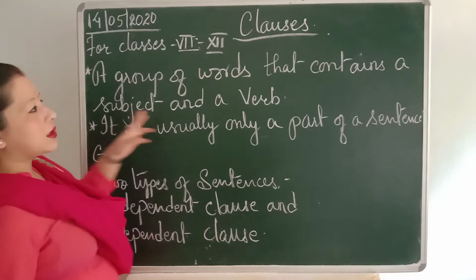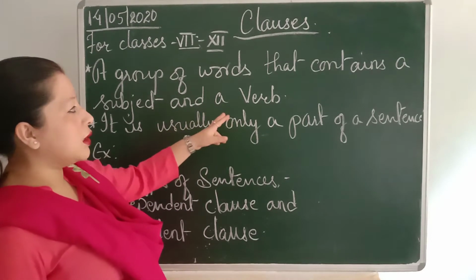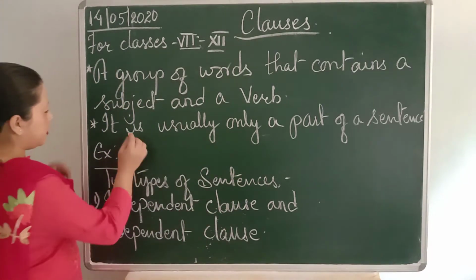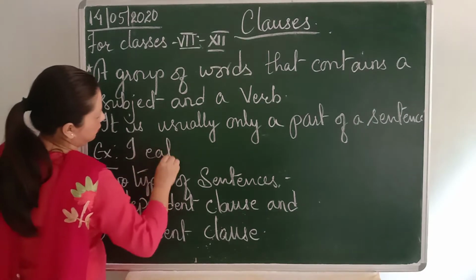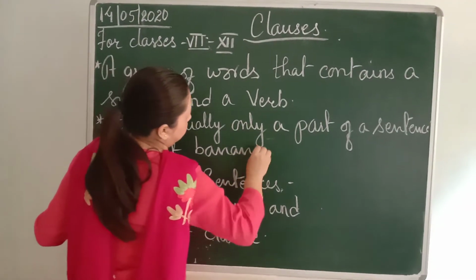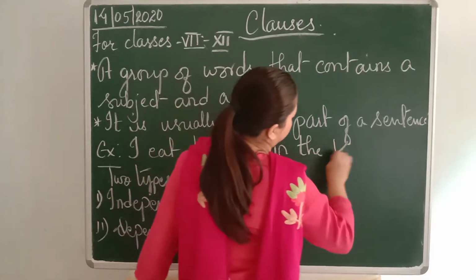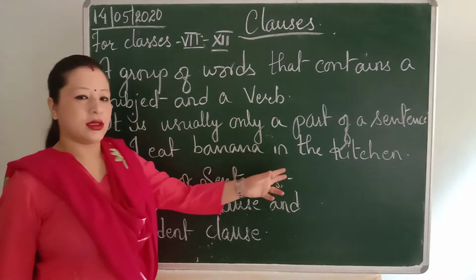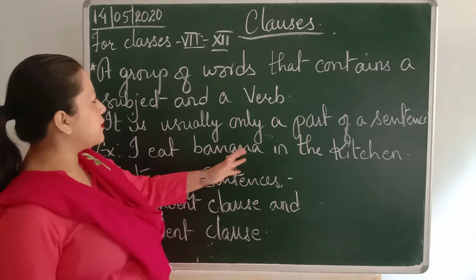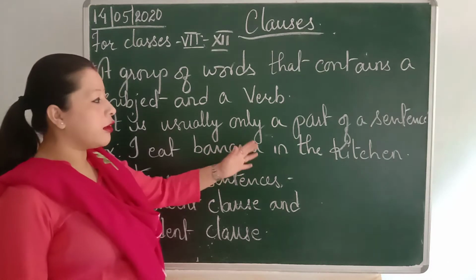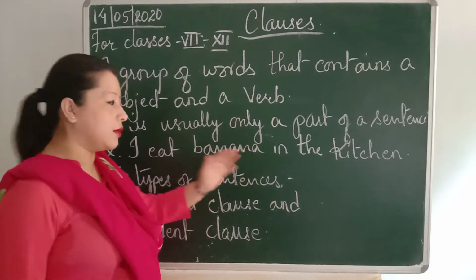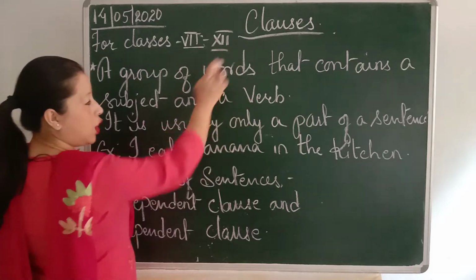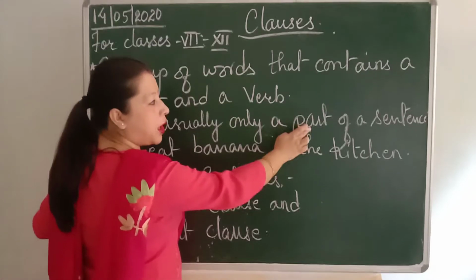A group of words that contain a subject and a verb is a clause. It is usually only a part of a sentence. Like for example, I eat banana in the kitchen. This is a group of words that gives a complete meaning, and there you can find a subject as well as a verb. In this sentence, a group of words that contains a subject and a verb is a clause. It is usually only a part of a sentence.